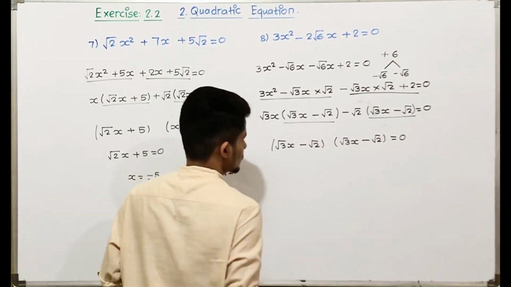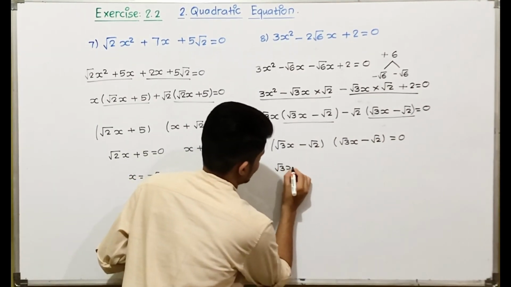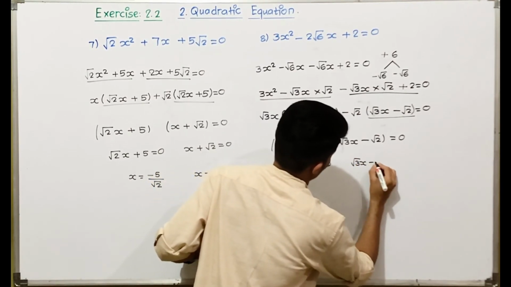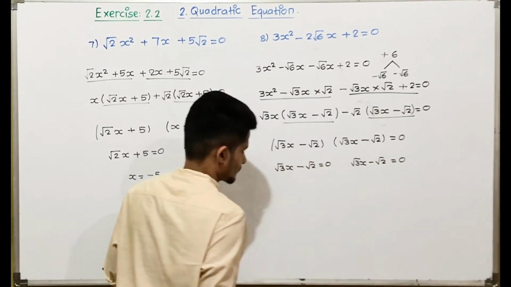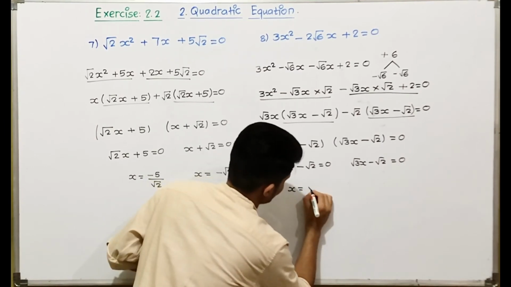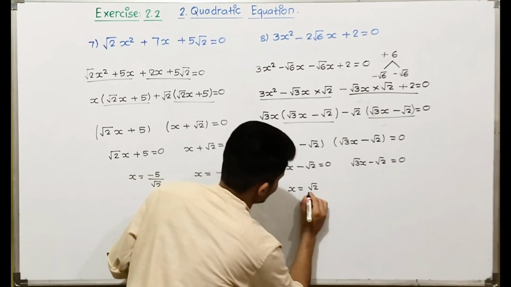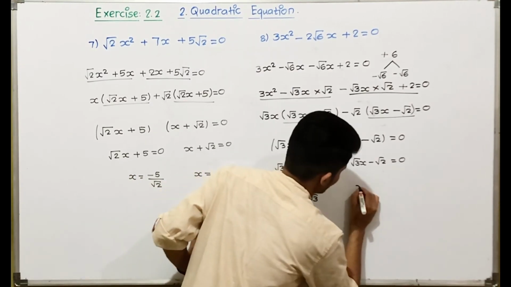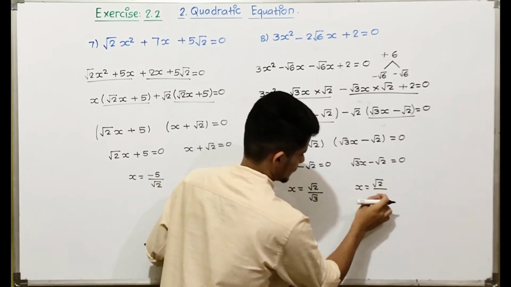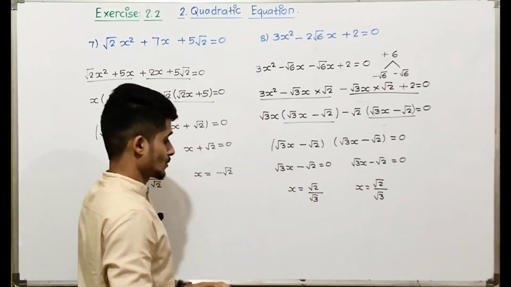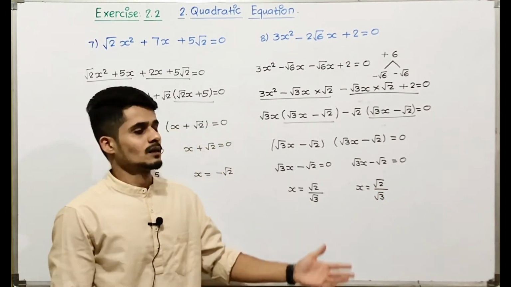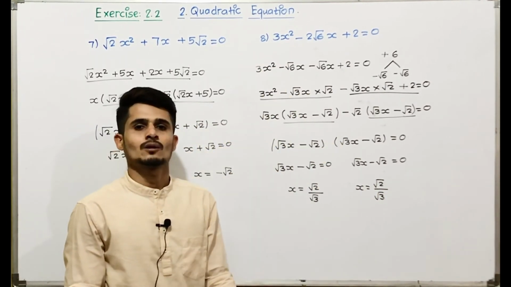Now we'll equate this with 0, that is √3x - √2 = 0 and √3x - √2 = 0. So x equals minus √2 goes there, plus √2, and √3 is multiplied, so it will go there and divide. Similarly for the other one. So x = √2/√3, x = √2/√3 is the solution for this quadratic equation.